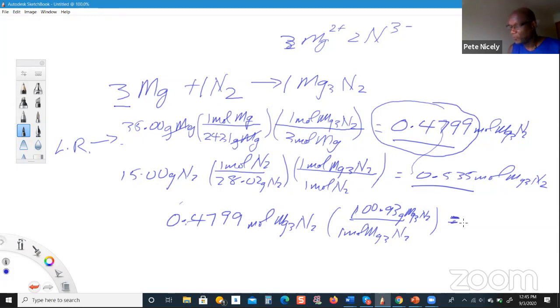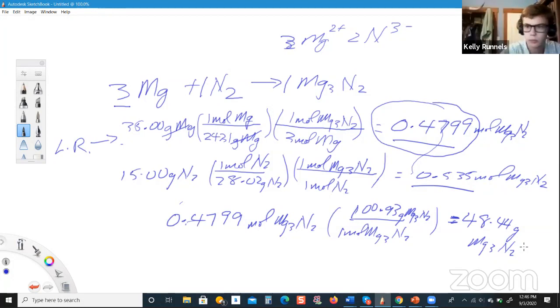So 0.4799 times 100.93. So according to my calculations, the mass of the product would be 48. I need to round off to 4 sig figs. So 48.44 grams of Mg3N2. All right. So that's basically how the A part is done. Any questions? No, I don't believe so.